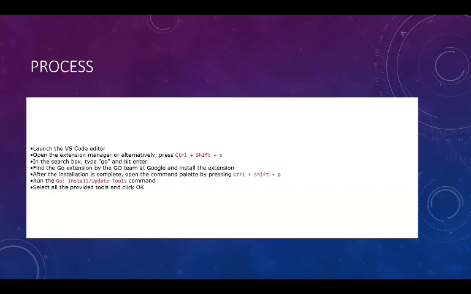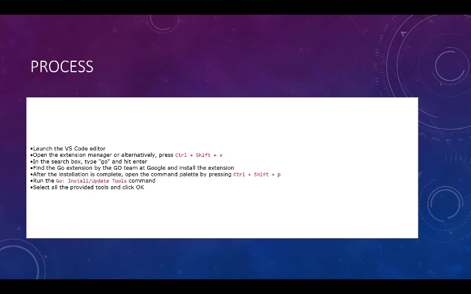The first one is you have to download the VS Code editor that you can find on the internet using Google or Chrome or whatever browser you use. There you need to download a VS Code extension. After downloading it, you have to launch it, that means you will open it, and then you can get the extension tab by pressing Ctrl Shift plus X. In the search box you find the Go extension by the Go team at Google.